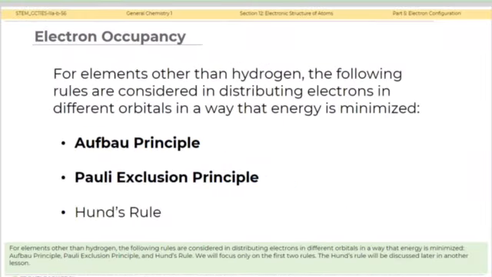For elements other than hydrogen, the following rules are considered in distributing electrons in different orbitals in a way that energy is minimized: Aufbau principle, Pauli exclusion principle, and Hund's rule. We will focus only on the first two rules. Hund's rule will be discussed later in another lesson.